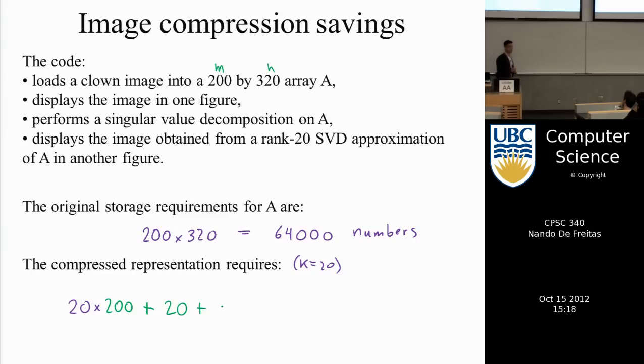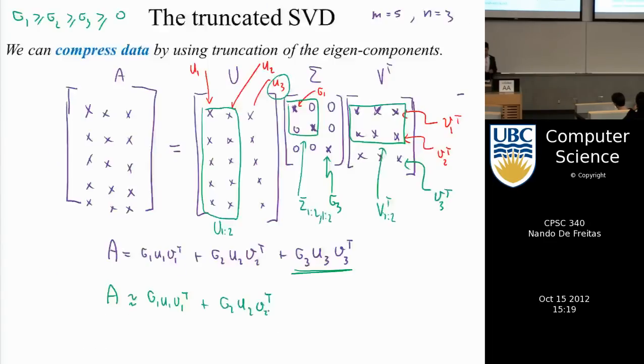And how many entries for V? 20 times 320.